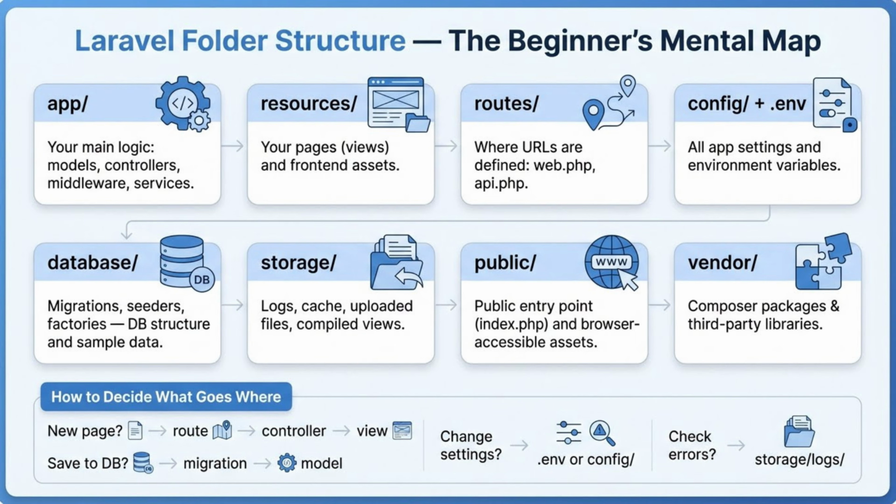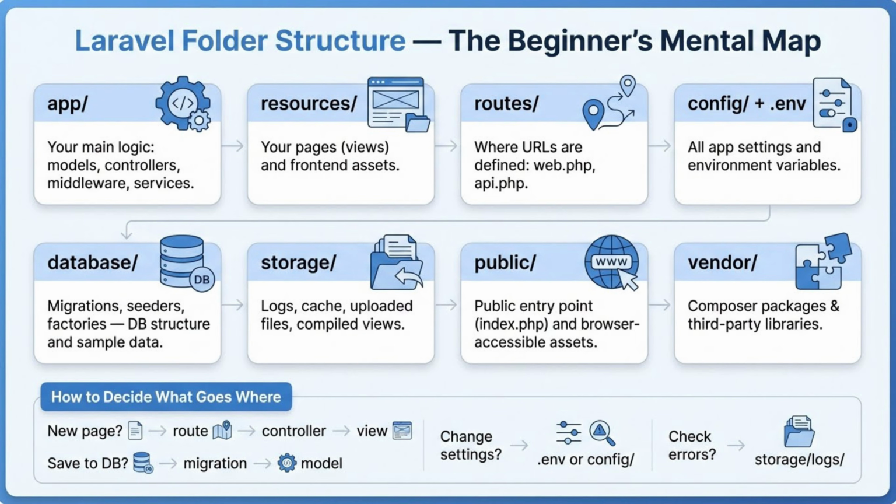Right beside it is the resources folder, home to your Blade views and front-end assets, where you build the visual part of your application. The routes directory defines all the URL mappings for your application through files like web.php and api.php, ensuring every request knows exactly where to go. Next, the config folder and the important .env file control all application settings, such as database connections, mail drivers, and application modes, giving you full flexibility across different environments.